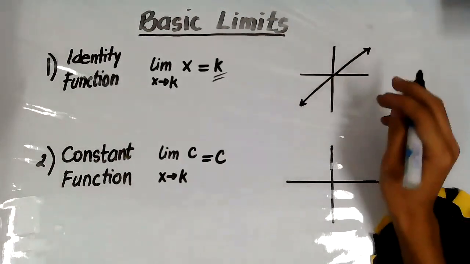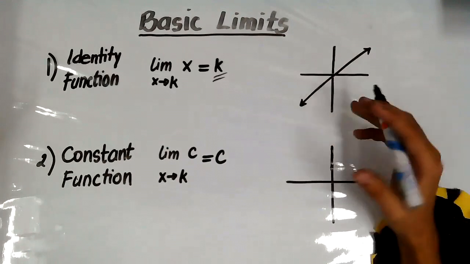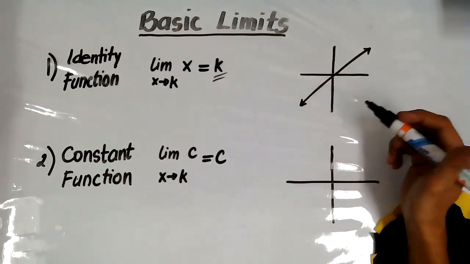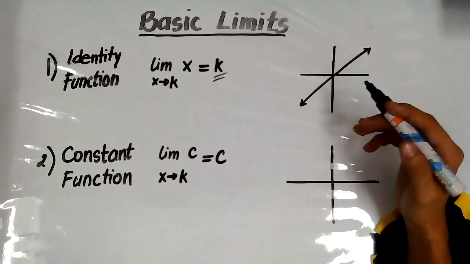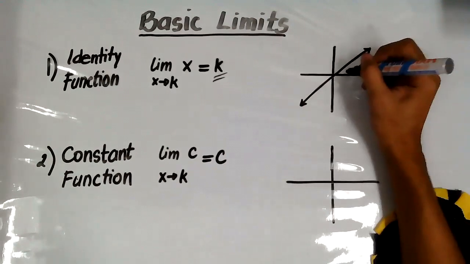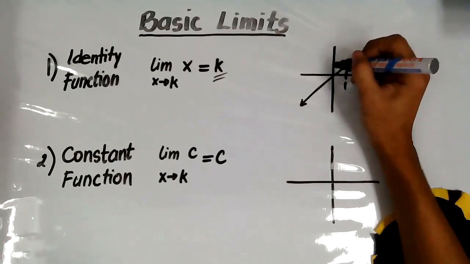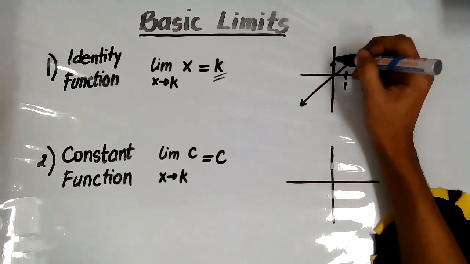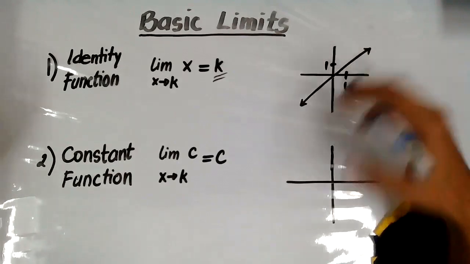All right. So the identity function has a graph of a line, and that line has a slope of 1. So it is called identity because every time your x approaches a number, you get that same number back. So for example, x approaches 1. And since x approaches 1, the limit of the function also approaches 1, or the approaching value itself.